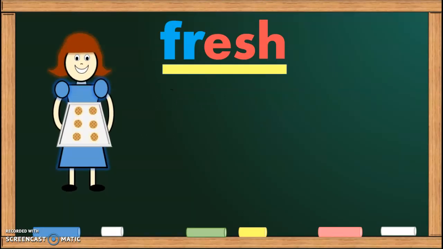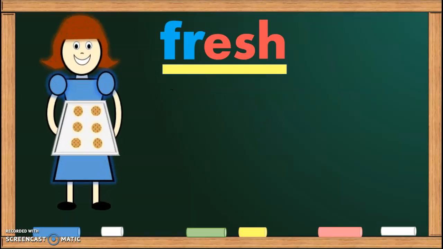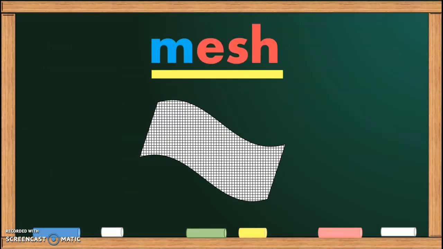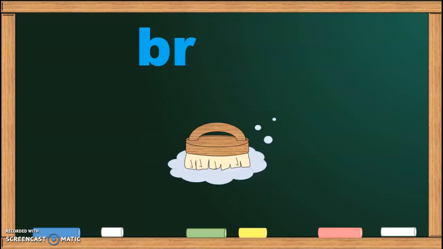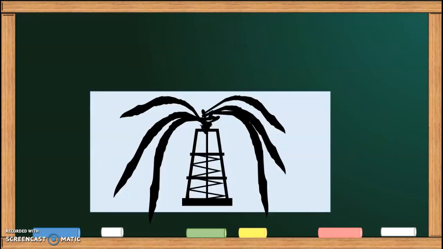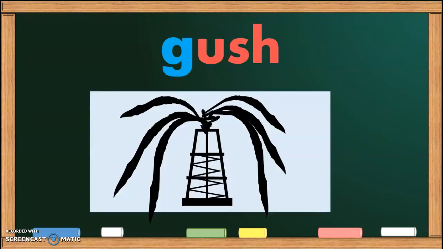Fr. Esh, fresh. Anybody want fresh cookies? M. Esh, mesh. Mesh is a fabric with holes in it. Br. Ush, brush. G. Ush, gush. Gush means to pour out.